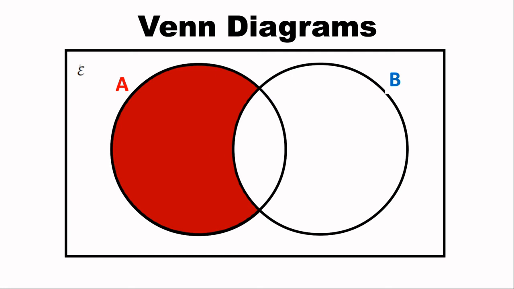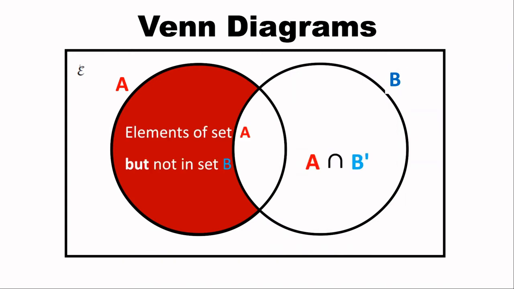If I just shade this part of A, so I'm not shading the bit in the intersect, we're getting a little bit more advanced here. These are the elements of A, which are not in set B. So here we set up a rule with our set notation saying that the shaded section of our Venn diagram are all of the members in set A, but at the same time, they are not in set B. So the overlap of A and not B.